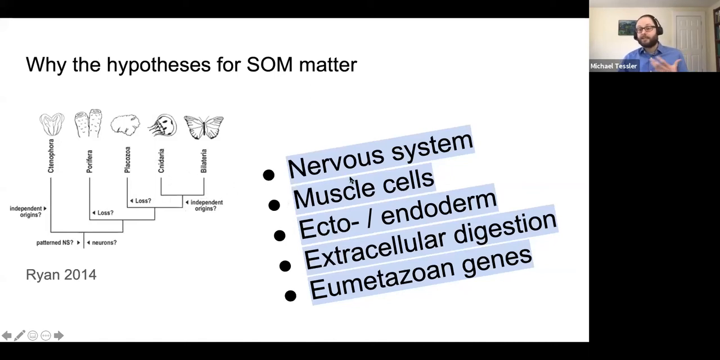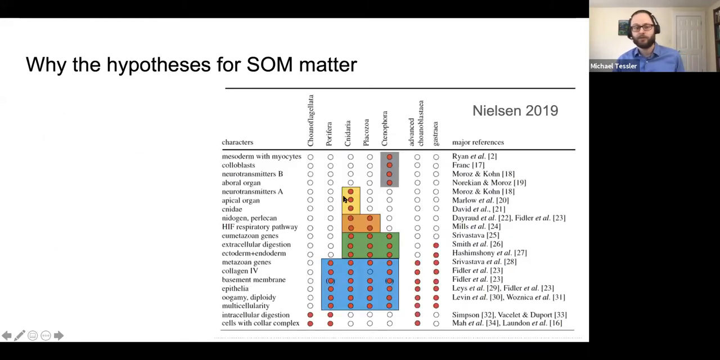So this is a major thing, right? Nervous systems are big. So are muscle cells. So are endoderm and ectoderm. So is digestion method. There are a number of things, including a lot of genes that have to do with the same sort of question.